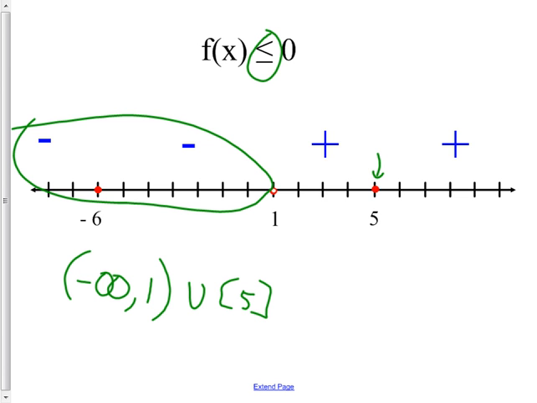Okay. Any other questions? Did you have a question, sir? I would have accepted it, yes. If you would have said negative infinity to negative 6 with a bracket on the 6, and then a bracket again, negative 6 to 1 with a parenthesis on the end there. Yep, that'd have been okay. It's not as clean, but it's right.